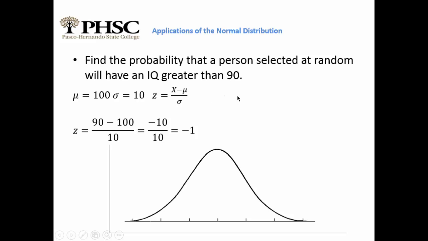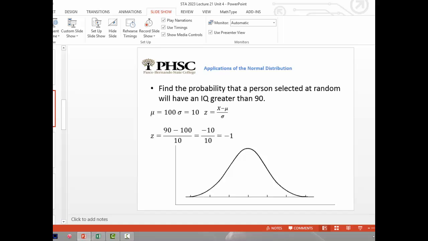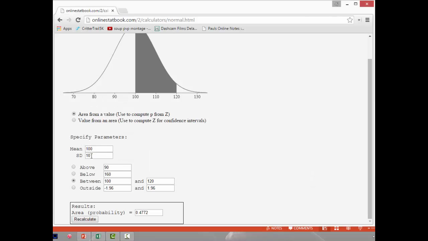Now, the next thing is to find the probability that a person selected at random will have an IQ greater than 90. Well, an IQ score of 90 gives us a z-score of -1. So using the website without converting it, I'm looking for above 90. And when I do that, I get 0.8413. So about 84% chance that a randomly chosen person will have an IQ score greater than 90. Now, if I standardize it, then I'm looking for above -1, and I should get the same answer, and I do, which is 0.8413.